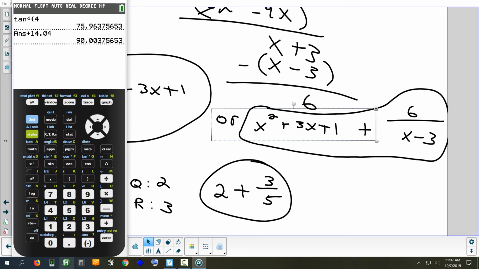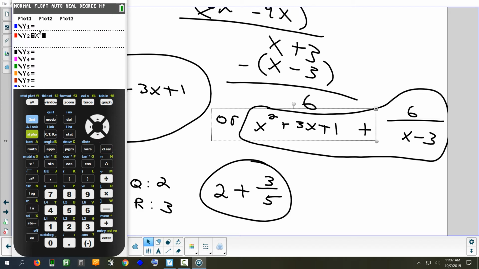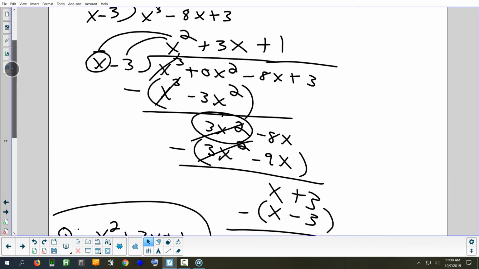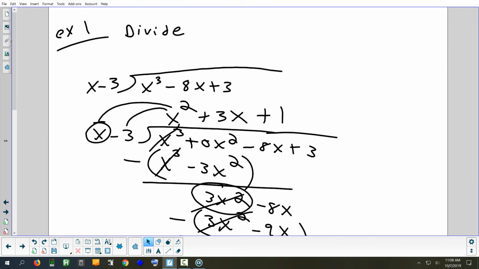I can type that in. And watch what happens. I'm going to type in x squared plus 3x quotient plus, in parentheses, remainder over what I divided by. And I probably need an extra parenthesis right there. Okay, so we had that. And now let's type in the original problem. X cubed minus 8x plus 3.